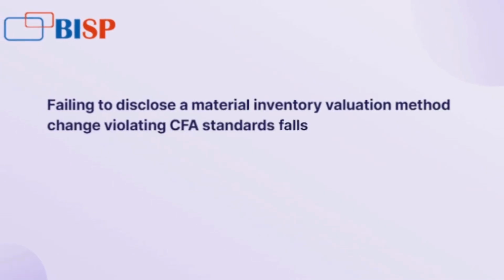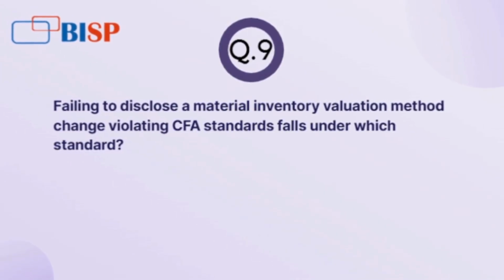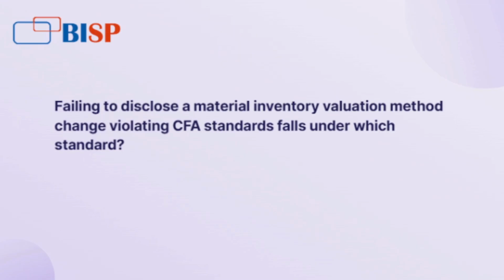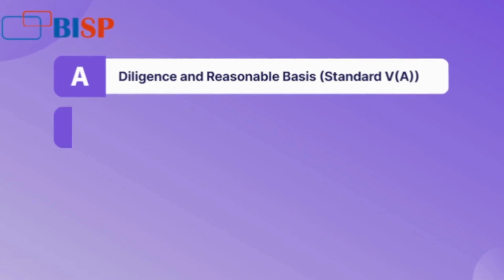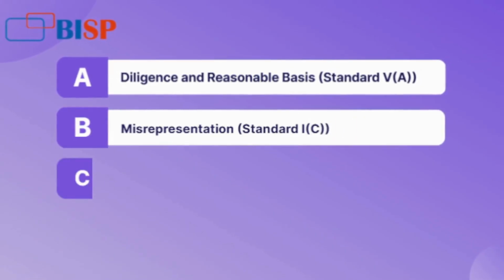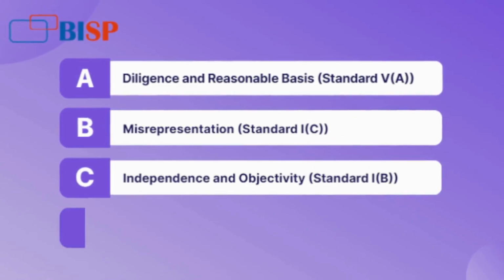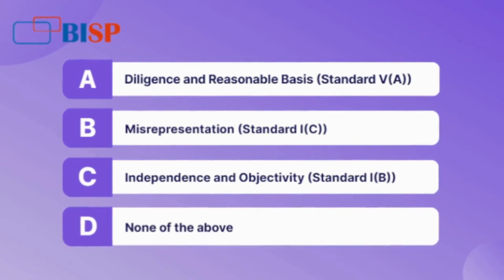Failing to disclose a material inventory valuation method change violating CFA standards falls under which standard? A. Diligence and reasonable basis, Standard V(A). B. Misrepresentation, Standard I(C). C. Independence and objectivity, Standard I(B). D. None of the above.